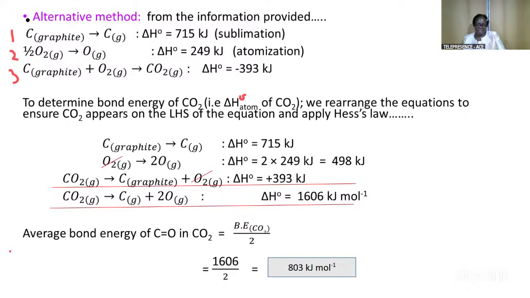We rearrange the equations to ensure that CO2 appears on the left-hand side of the equation, and then we apply Hess's law. So let's go. If you look at the first step, second step, and third step, apparently CO2 here is on the product side. So we can reverse that equation to obtain a positive value of delta H. So once we reverse it, we have made CO2 to be on the reactant side so that it suits the equation that we are considering. Let's go back to the equation that we are considering.